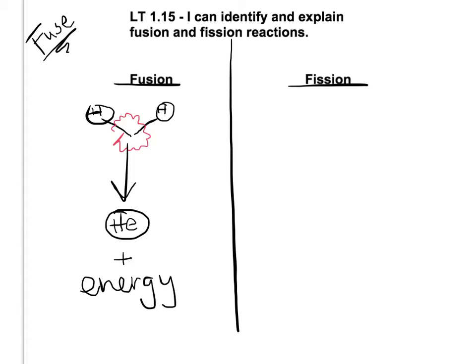The sun fuses about 620 million tons of hydrogen each second. So in the time that you've watched this video, about 2 minutes, you can imagine how many million tons of hydrogen the sun has actually fused together.